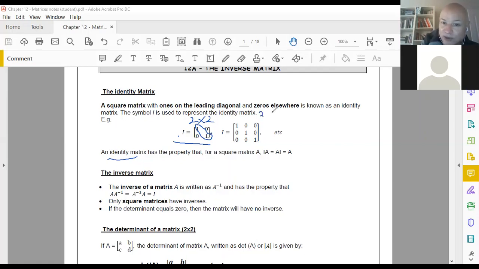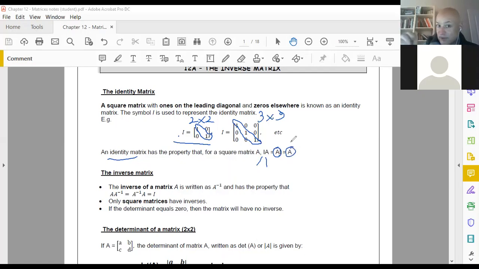This is a 3 by 3 identity matrix. They have to be squares. They can't be anything but square matrices. Okay? So if I times that identity with A, that is the same as timesing the A with the identity, which is just going to give us the matrix A.